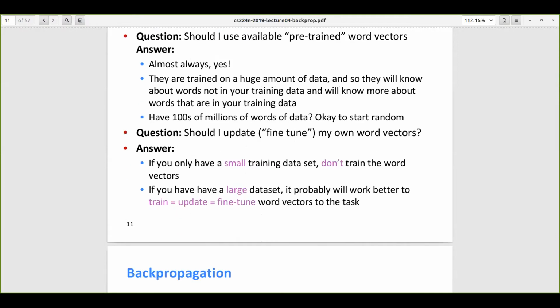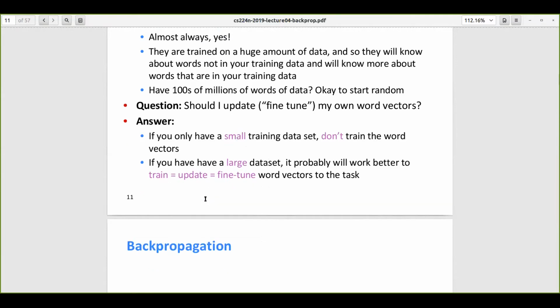Coming to fine tuning, when should we actually fine tune? The rule is that if you have a small training data set, and in the lecture it's discussed that small here means anything like 100,000 to 200,000 words, then stick with the pre-trained vectors. When you have a much larger data set, then you can go for fine tuning and updating your word vectors.